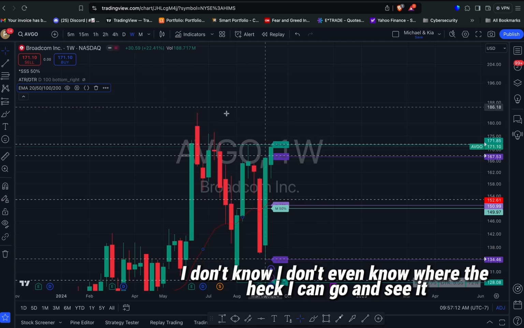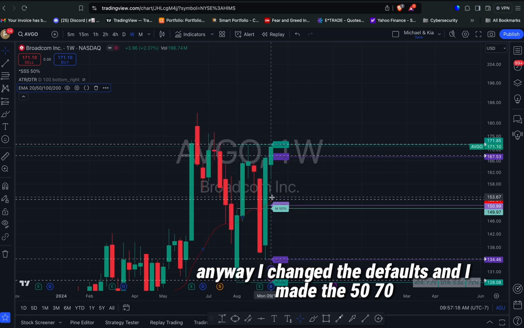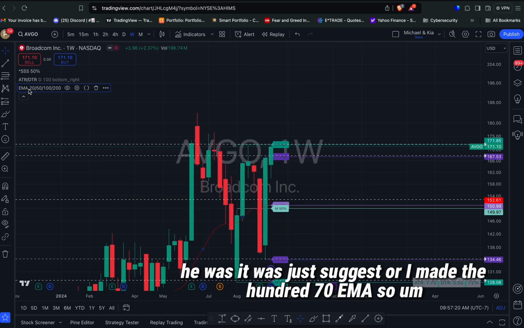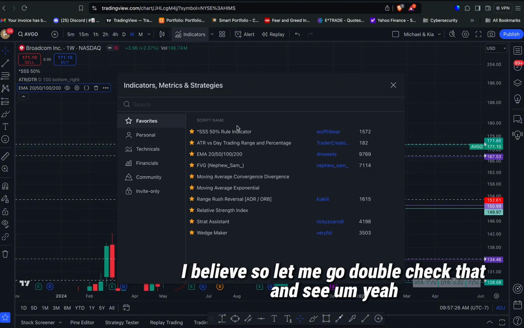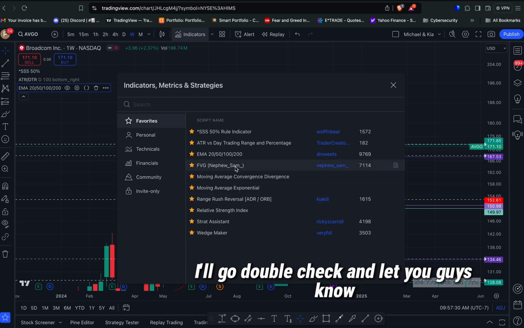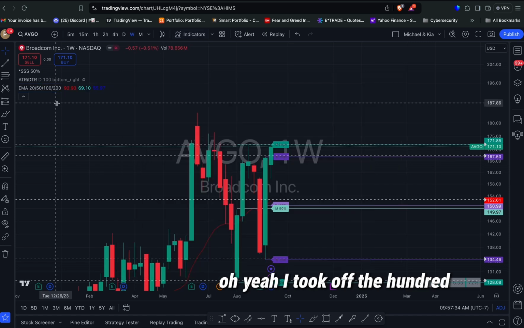I don't even know where I can go and see it. Anyway, I changed the defaults and I made the 50, 70. It was his suggestion, or I made the 100 a 70 EMA. I believe so. Let me double check that and let you guys know, but I'm pretty sure I changed the 100 to a 70. Oh yeah, I took off the 100.